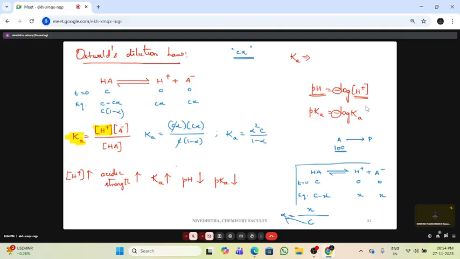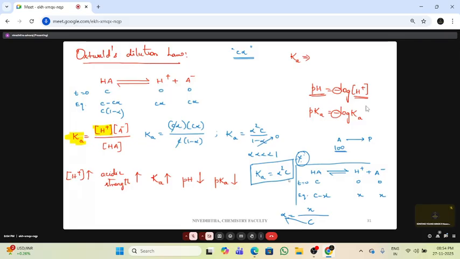Kana, for a weak electrolyte, what will be the value of alpha? Alpha will be 1 for a strong electrolyte. Here we are not talking about any strong electrolytes, for which Ka is not applicable. But for a weak electrolyte, alpha will be less than 1, right? So if alpha is very much less than 1, here alpha tends to 0. So what is Ka? Alpha square C. That's it. So this is a very important formula which relates dissociation constant and degree of dissociation.